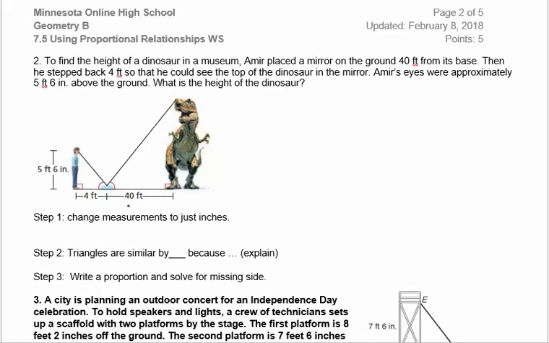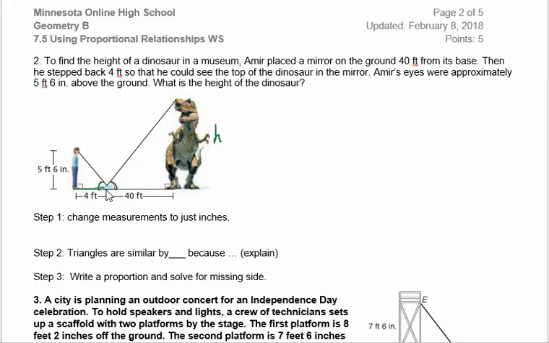And then pretty much the same thing for the dinosaur here. We're going to try to find the height of this dinosaur. And we know the height of Amir, and we know his angle from here. These two angles are congruent. And we know the distance that Amir is standing from the mirror, or the length, width, whatever you want to call this dimension, and also this one. So we've got a lot of given information.